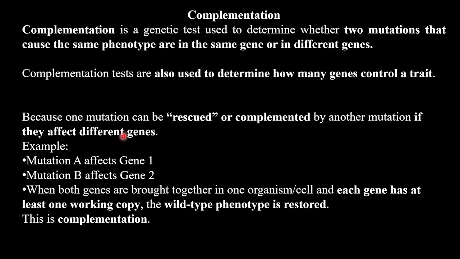For example, you have one mouse that has a mutation in gene 1, and you have mouse 2 which has a mutation in gene 2. If you cross these mice and the trait is controlled by both of these genes, gene 1 and gene 2, then the progeny will get one copy of gene 2 from mouse 1 and one copy of gene 1 from mouse 2.